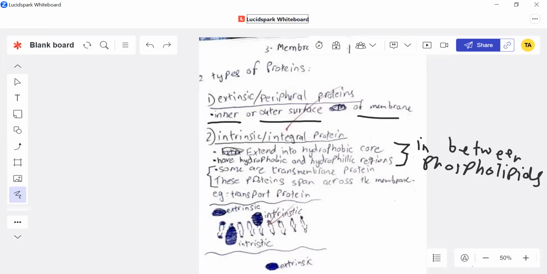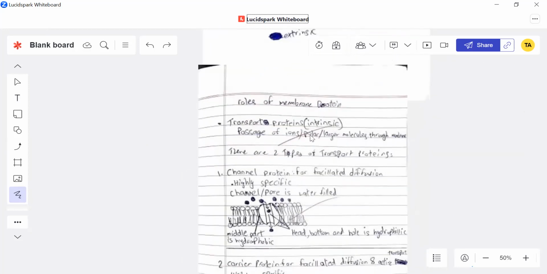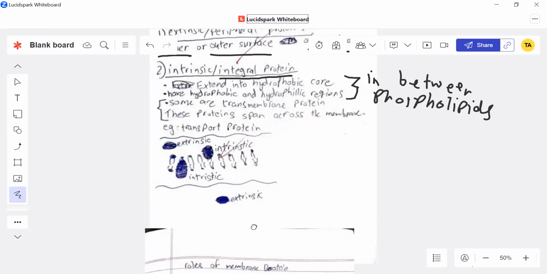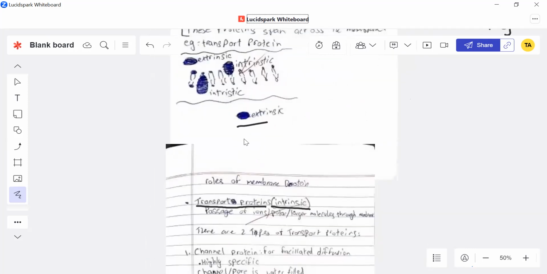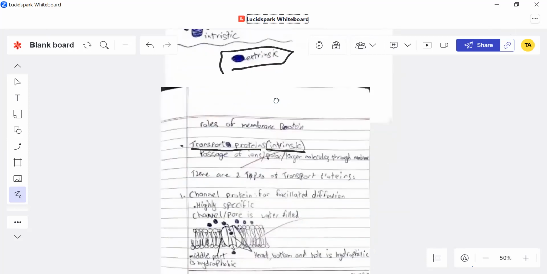So what are the roles of membrane protein? There are multiple roles. The main role of membrane protein is they act as transport proteins. So transport proteins are only integral proteins. Remember that integral proteins, right? The proteins that are integrated into the phospholipids or are in between the phospholipids act as transport proteins, not the extrinsic ones. The ones that are outside, they don't act as transport proteins.